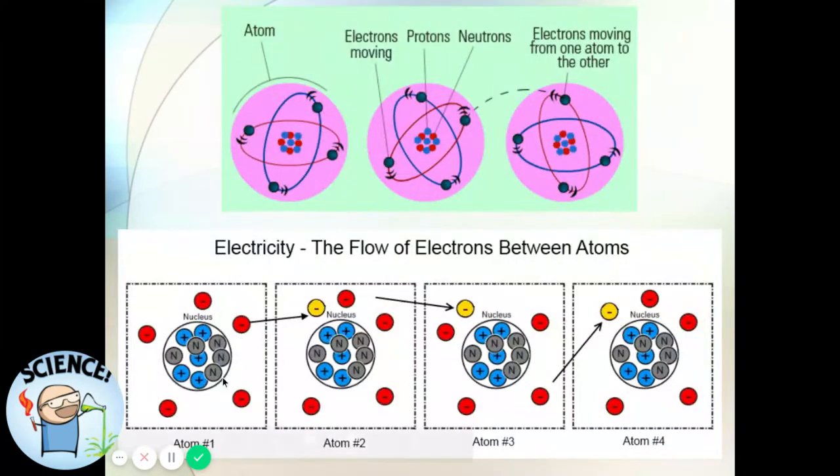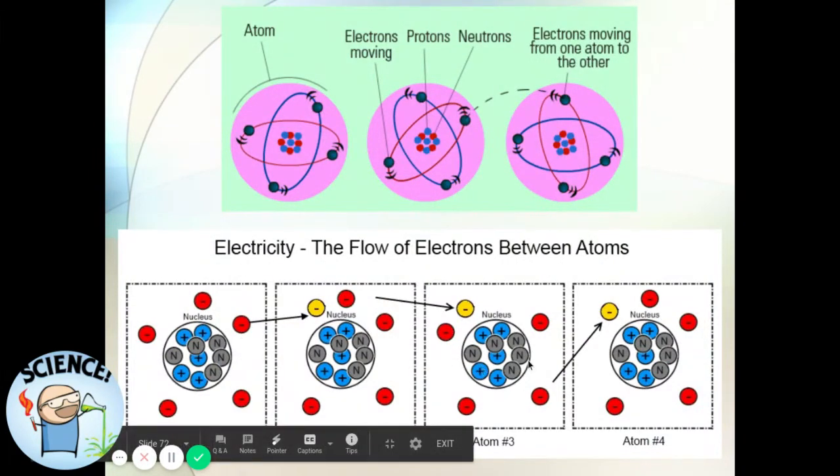For now, here's a nice picture that shows us that when we have electricity, electrons are jumping from atom to atom. So here we have our nucleus, with our protons and neutrons in the center, and our electrons around the outside. What happens when we have a flow of electricity is the electrons will jump from atom to atom to atom.